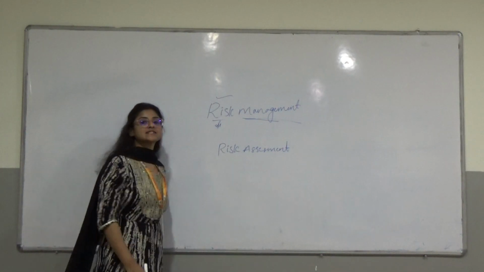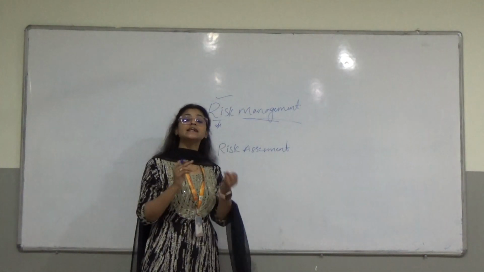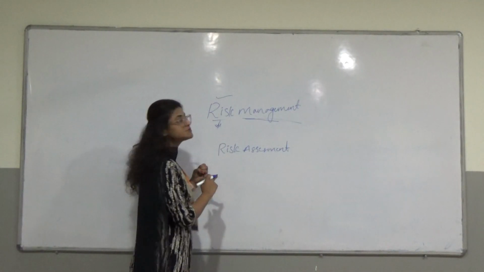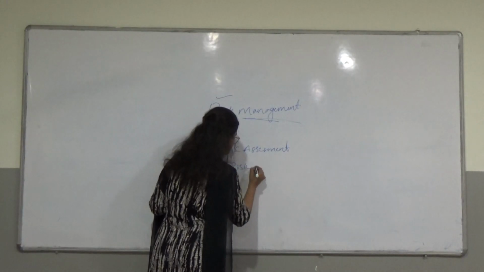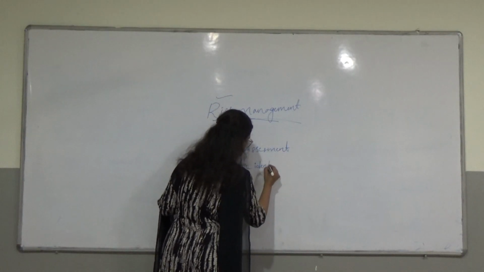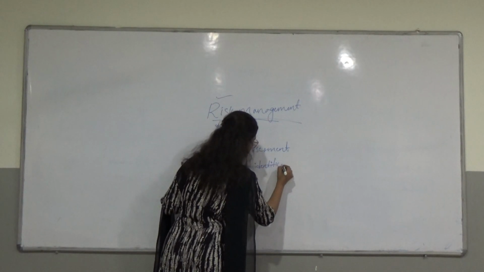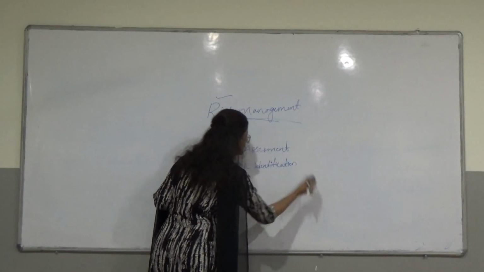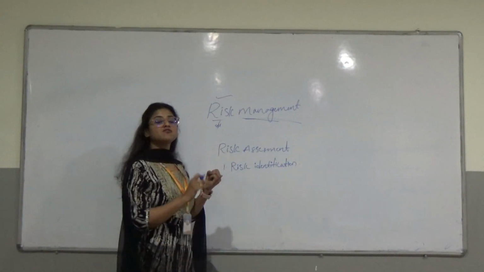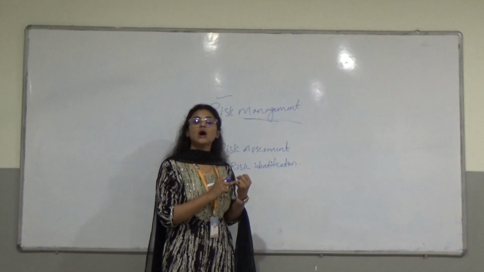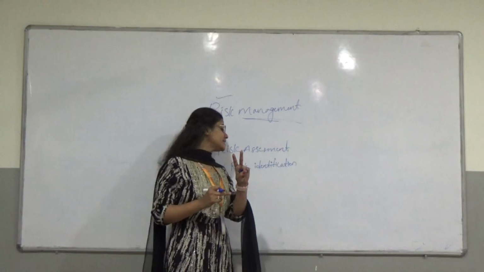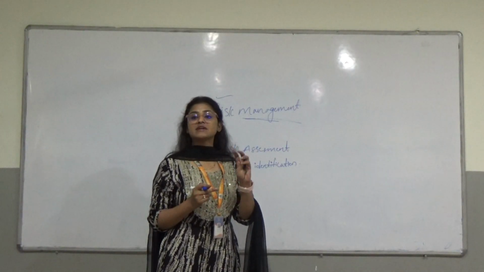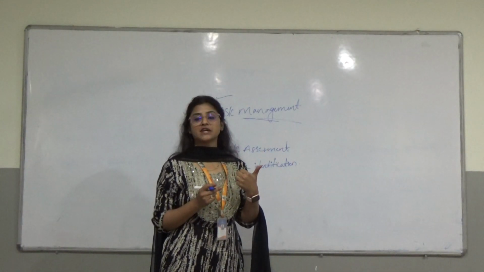In the risk assessment you are identifying the risk. The steps involved in risk assessment are, first, risk identification. Before starting your project you need to identify the risk. There are two different approaches to identify the risks. The first one is a generic approach for the identification of the risk.